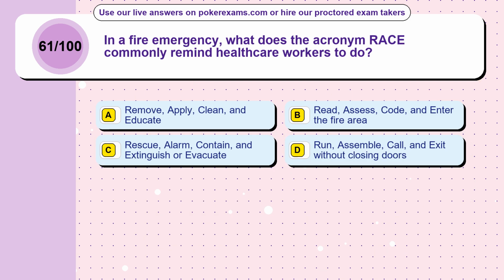Question 61. In a fire emergency, what does the acronym RACE commonly remind healthcare workers to do?